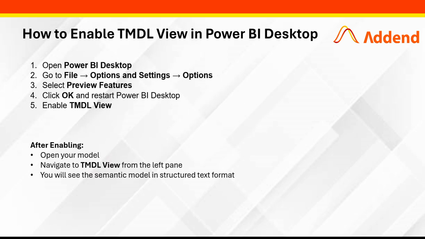How to enable TMDL view in Power BI Desktop? To enable TMDL view, open Power BI Desktop, go to File, then Options and settings, then Options, then select Preview features, enable the TMDL view, then restart Power BI. After enabling, we can access it from the left pane.